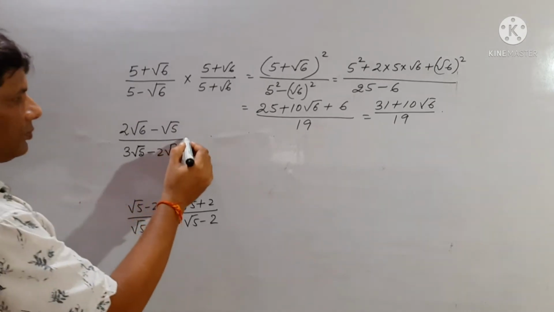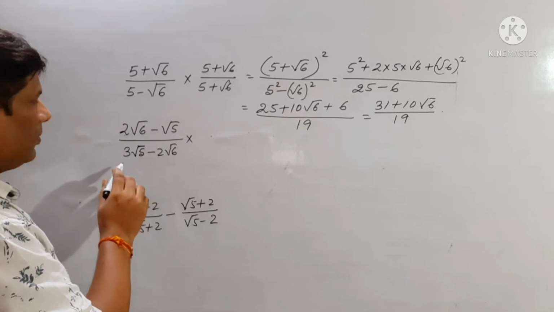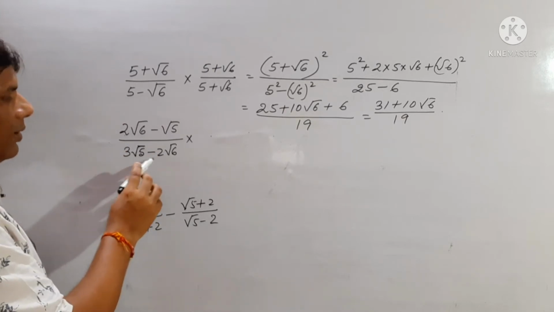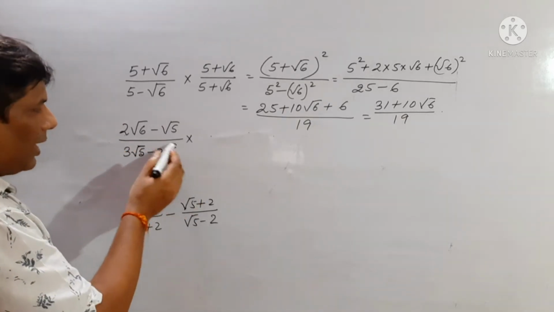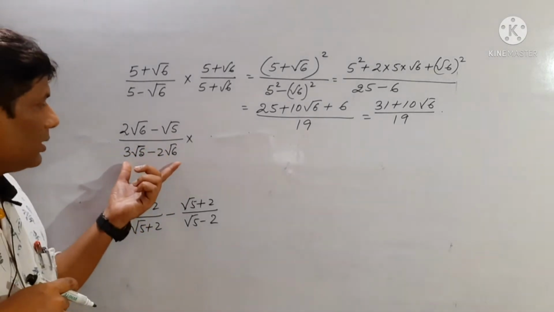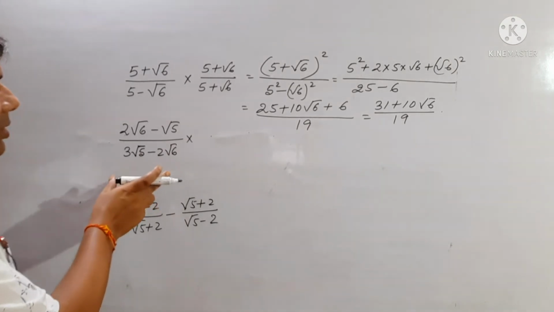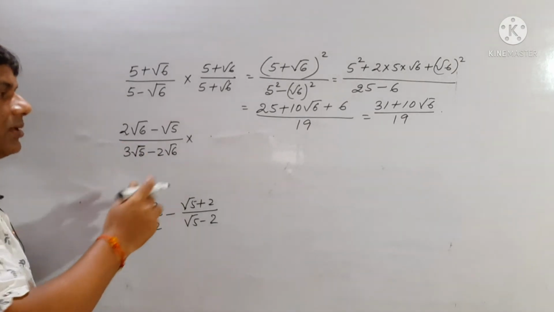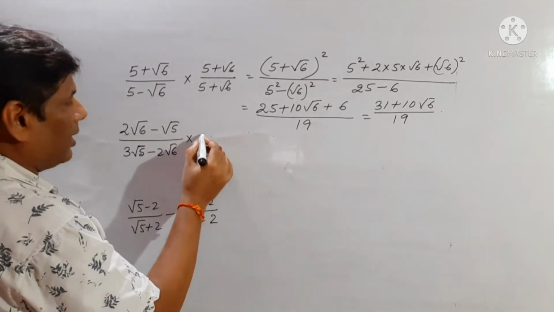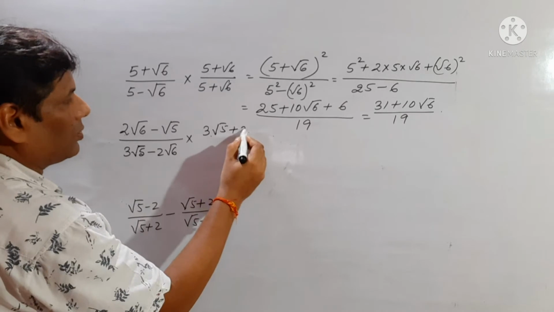Again we have another number: 2 root 6 minus root 5 divided by 3 root 5 minus 2 root 6. So we have to just see the denominator, not the numerator. We have to see the denominator because we have to rationalize the denominator and make it a rational number. So we multiply and divide by 3 root 5 plus 2 root 6.